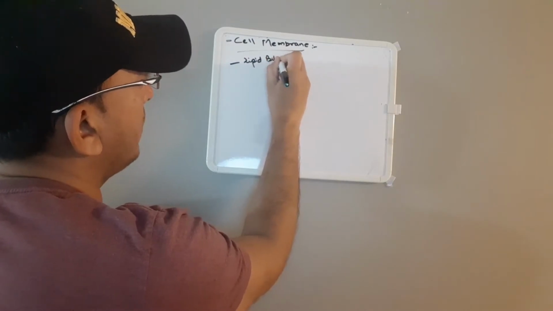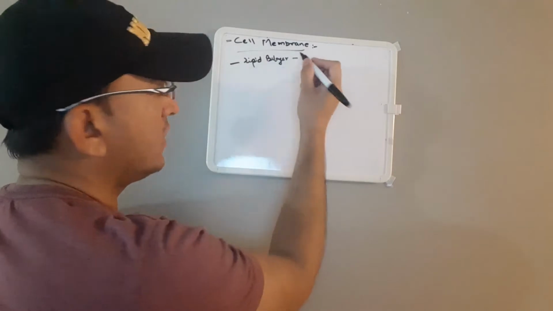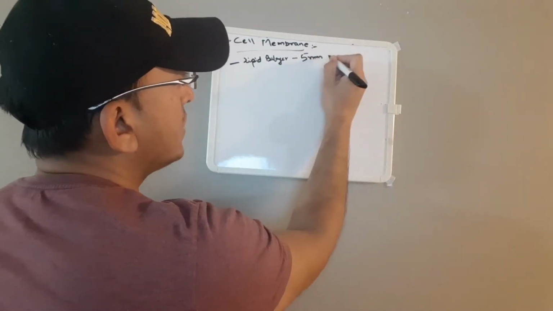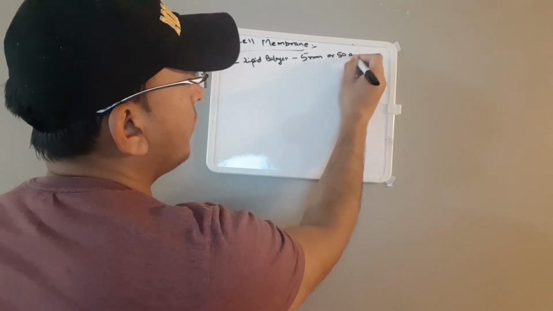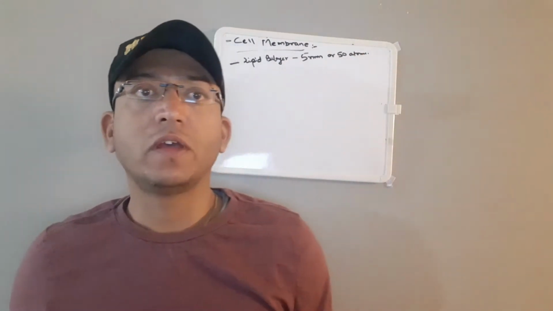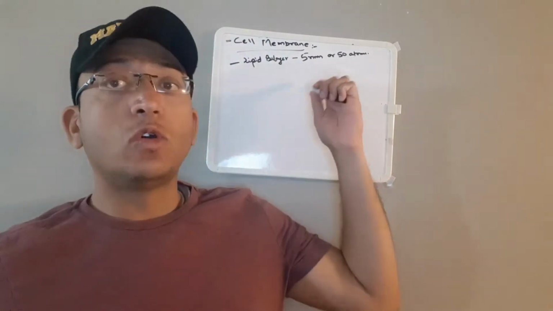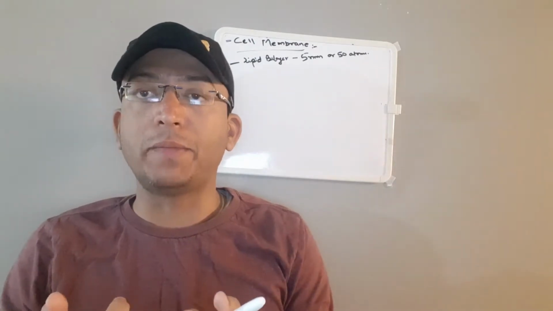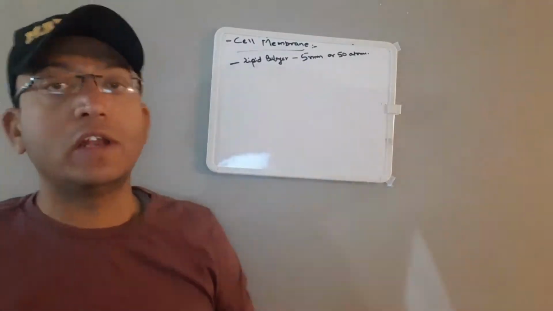So the plasma membrane is a lipid bilayer, and its thickness is about 5 nanometers, or thick up to 50 atoms. Right, so this much is its thickness. And it's not only the lipid bilayer, because the membrane also has proteins inserted in between the lipid bilayer.